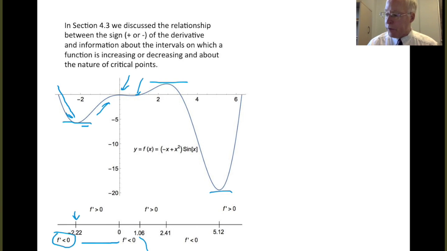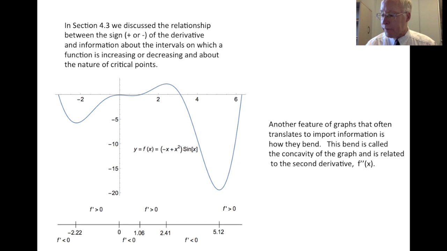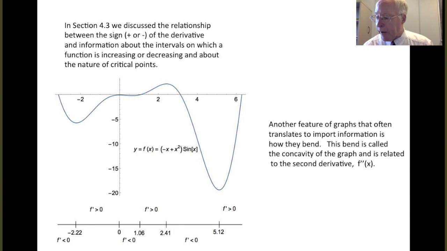Now, the approach for using the second derivative to find out about concavity is very similar. One of the features of graphs that often translates to important information is how that graph bends. The bend is often called the concavity of the graph, and it's related to the second derivative. So in particular, we're going to be talking about where the function bends up like it does here, bends down like it does here, and also looking at places where it might change from bending down to bending up.